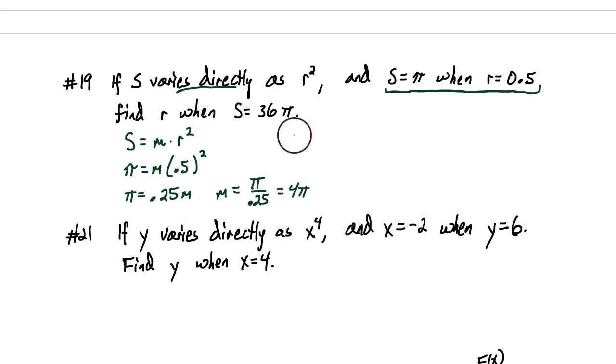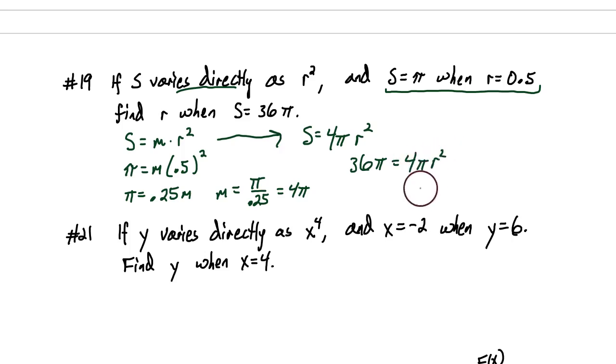Now let's go back and rewrite our equation that relates s and r. S equals 4 pi times r squared. It says to find r when s is 36 pi. So where s is, fill in 36 pi. Now solve this for r.